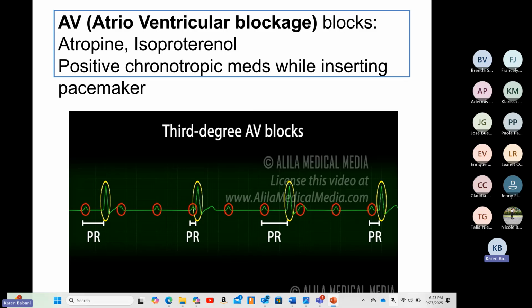Patients with third-degree heart blocks are at high risk of cardiac arrest. They require immediate treatment, cardiac monitoring, and pacemaker implantation.